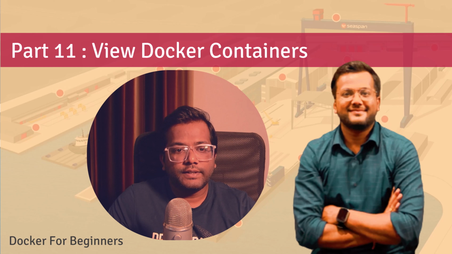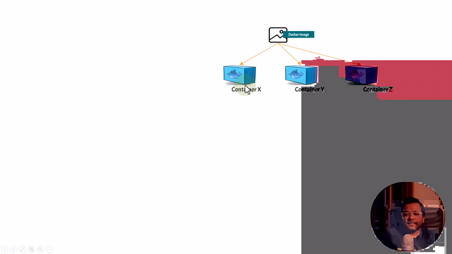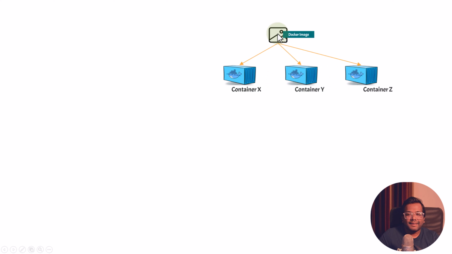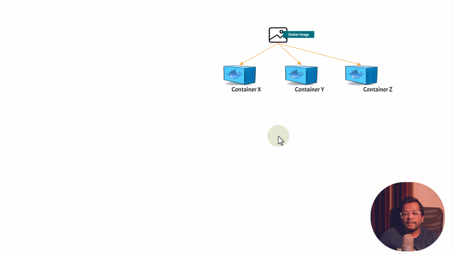And in this video, we'll see how we can view the Docker containers which are present on our local machine. Basically, we can create multiple containers from the same image or from different images. So we can have container X, container Y and container Z on your local machine. There can be n number of containers. Out of those containers, some can be in running state and some can be in stopped state. On your Docker machine, the containers can be in running state or in stopped state.